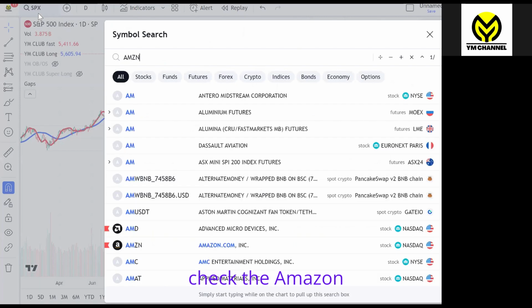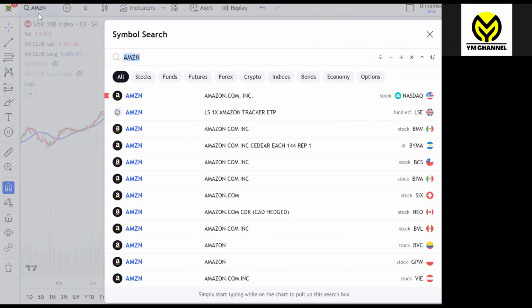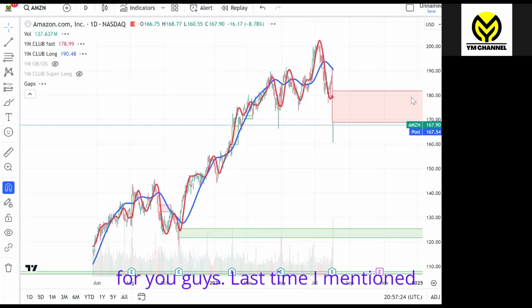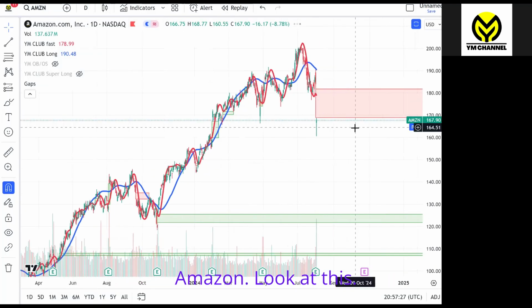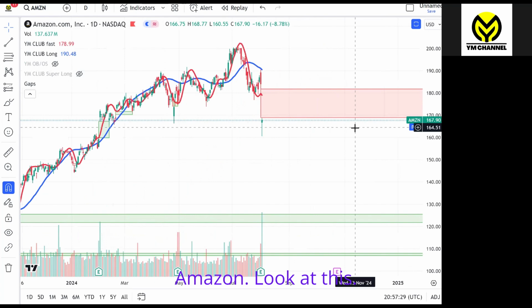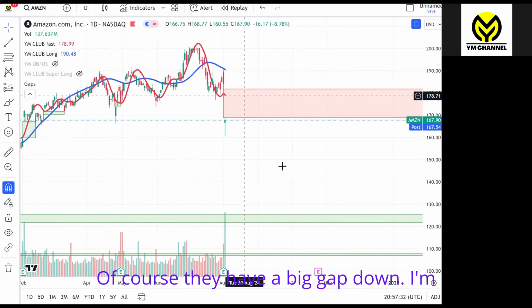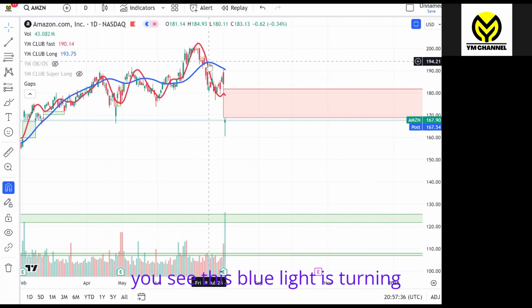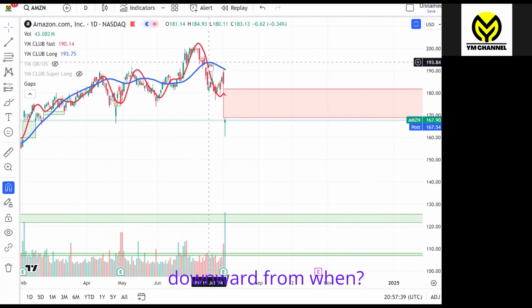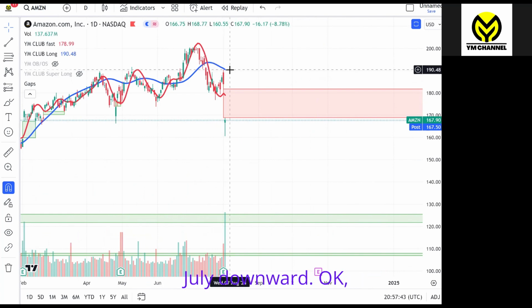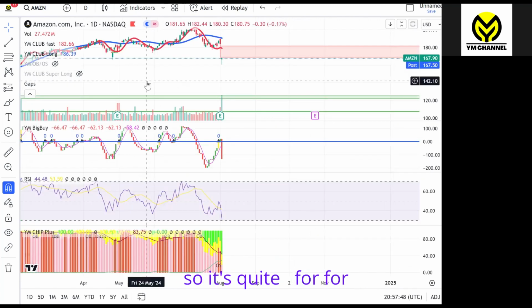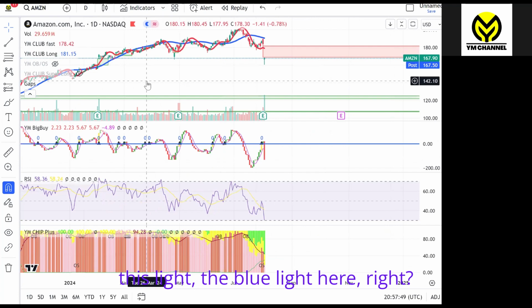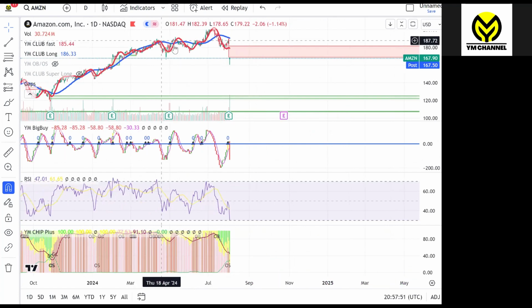Let me check the Amazon for you guys. Last time I mentioned Amazon. Look at this. Of course, they have a big gap down. I'm not surprised, but you see, this blue line is turning downward from when? Actually, from July, middle of July, downward. So it's quite frustrating for this line, the blue line here, right?